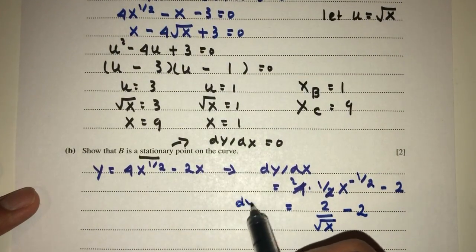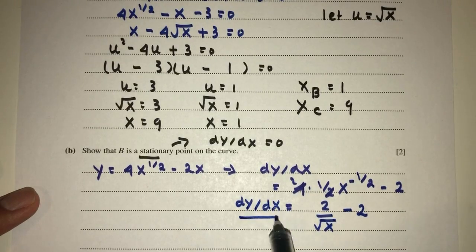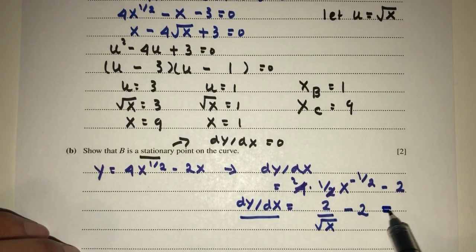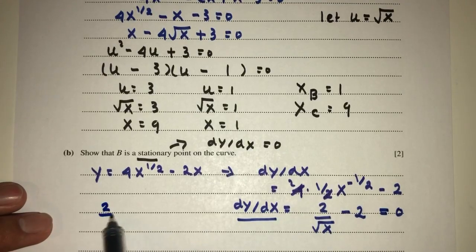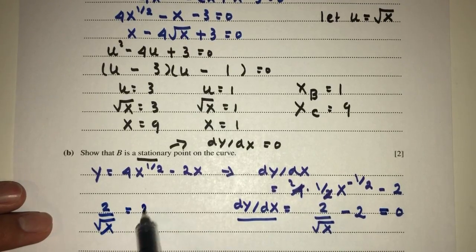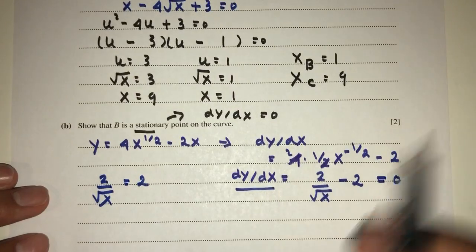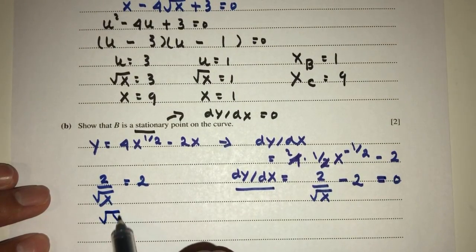That is dy by dx. Okay, so this is dy by dx. Now we know that this should be 0 at a stationary point. So let's send this over here. So 2 over root of x over 2. So that means root of x, by cross multiply, is 1. So x will be 1.